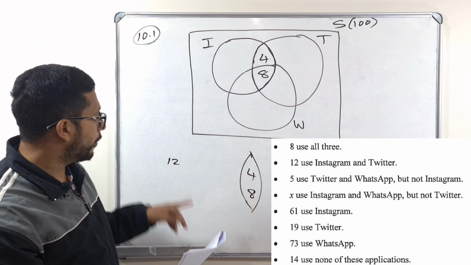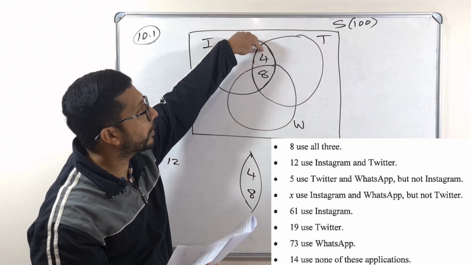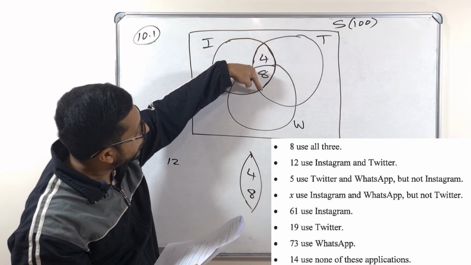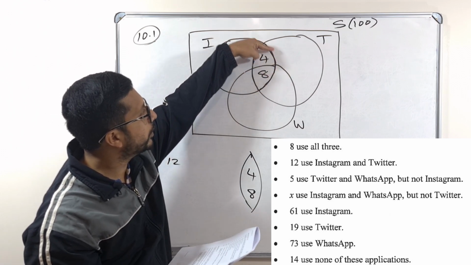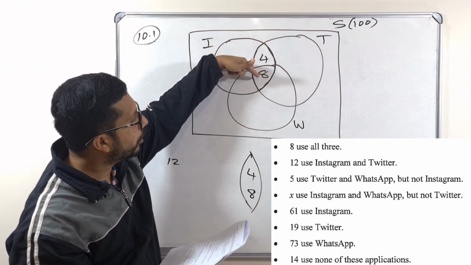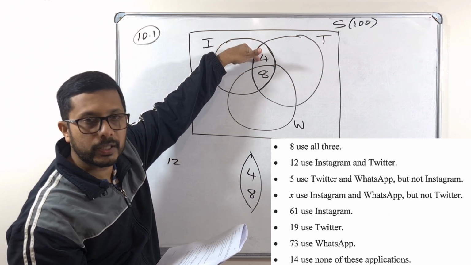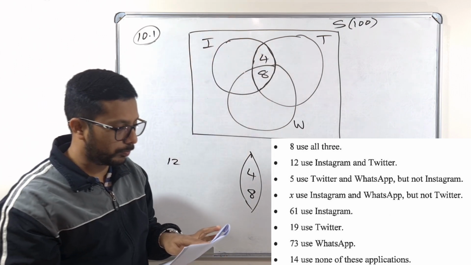So when you read 12 use Instagram and Twitter, immediately don't write 12 here. You understand? You have to check that this is the common space for Instagram and Twitter. In this space already 8 is there, so what is remaining, that you have to write here. So 12 minus 8, that is 4. Then look at the next bullet.